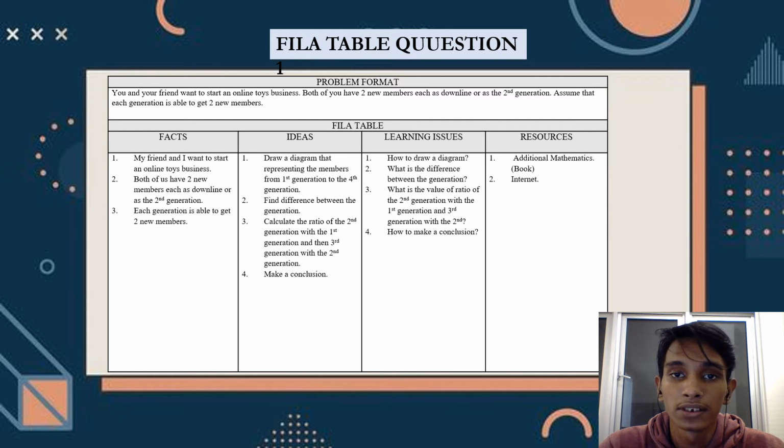Ideas: draw a diagram representing the members from the first generation to the fourth generation. Find the difference between the generations. Calculate the ratio of the second generation to the first generation, and then the third generation to the second generation. Make a conclusion. Learning issues: number 1, how to draw a diagram. Second, what is the difference between the generations? Third, what is the value of the ratio of the second generation to the first generation and the third generation to the second generation? Fourth, how to make a conclusion.